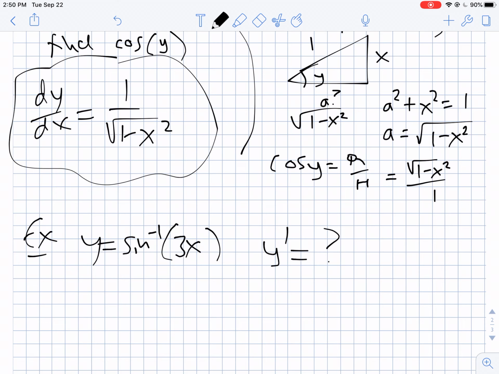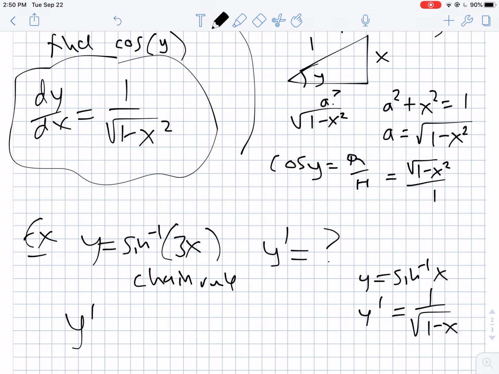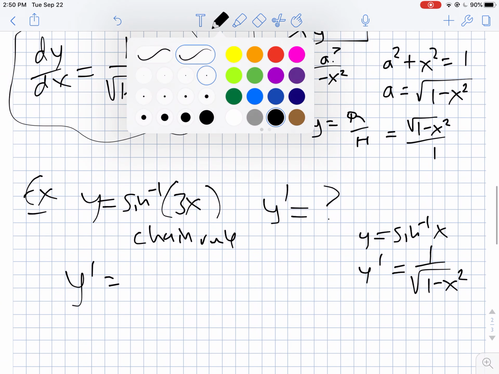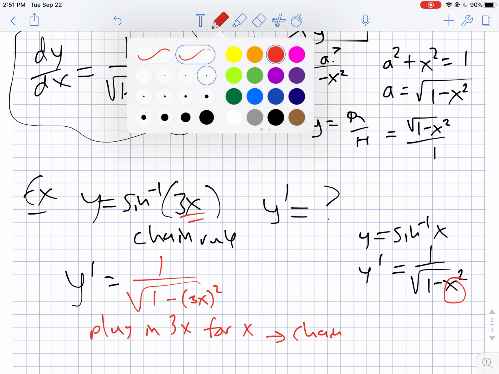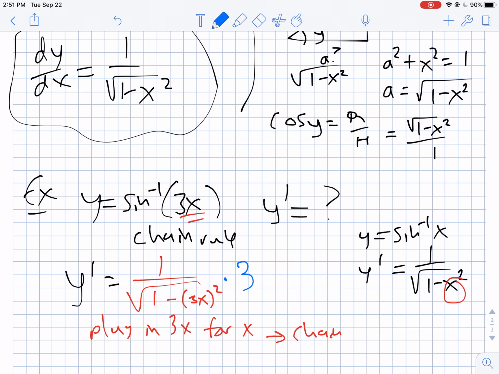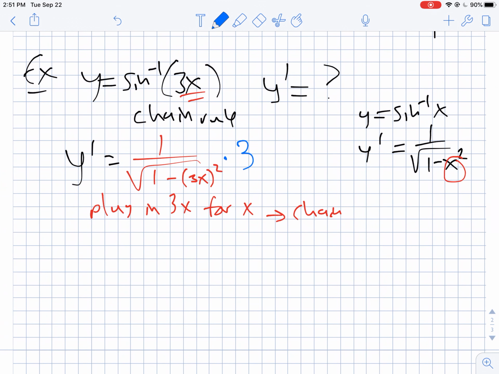Okay. So we're going to apply the chain rule to this. So when you take the derivative, let's see, if I just had a regular inverse sine of x, the derivative would be 1 over rad 1 minus x squared. So thinking about how the chain rule works, well, we have a 3x in parentheses. So we just need to plug in 3x for the x, and then I need to use the chain rule. So I'm going to plug in a 3x there, so I'm going to get 1 over rad 1 minus parentheses 3x squared. And then by the chain rule, I have to multiply by 3. Okay, so that's the strategy there.